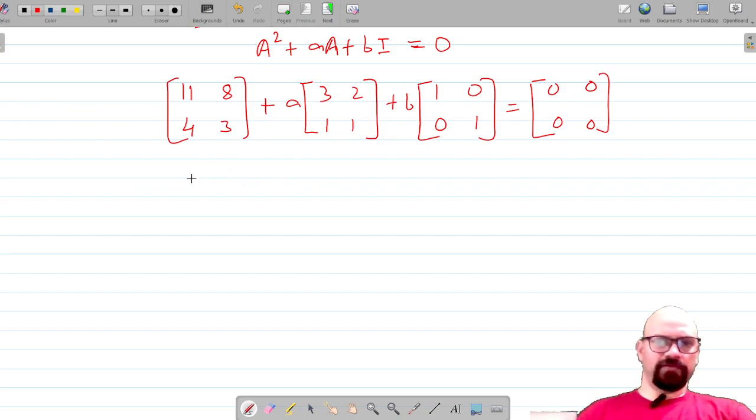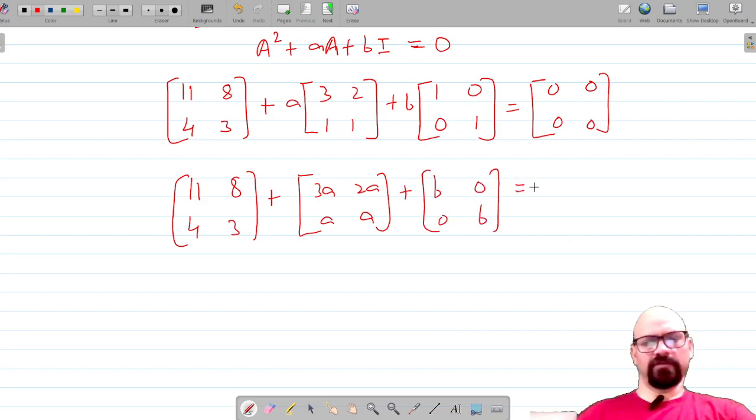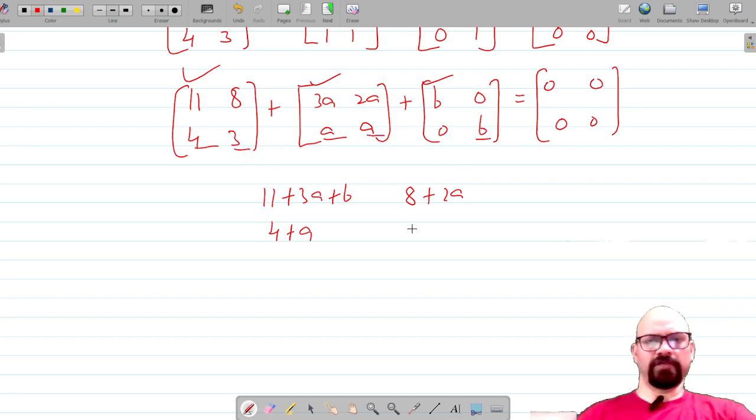Okay, so let's add these matrices. So [11, 8; 4, 3], and let's multiply each of the elements with a. So [3a, 2a; a, a] plus [b, 0; 0, b]. Now this is equal to [0, 0; 0, 0]. Okay, so the first element is 11 plus 3a plus b, and second is 8 plus 2a. Then 4 plus a plus 0, so this is 4 plus a. This is 3 plus a plus b.